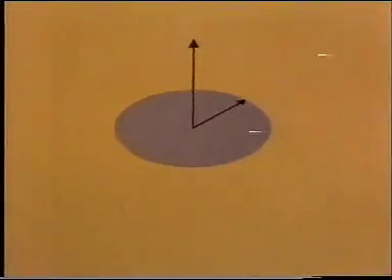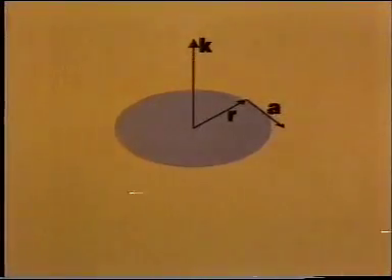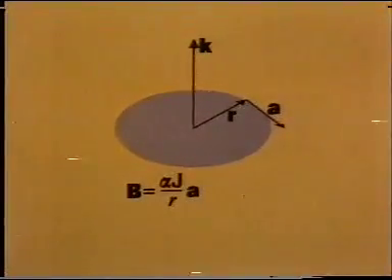We need to find an expression for the magnetic field. To do this, we've put k in the direction of the wire, and we want the magnetic field at any point with position vector r. Well, we've already seen it's in the direction of this vector, a, which is perpendicular to r in the plane of the disk. So we can write the magnetic field B as alpha, a constant, times j, the current, divided by r in the direction of the unit vector a.